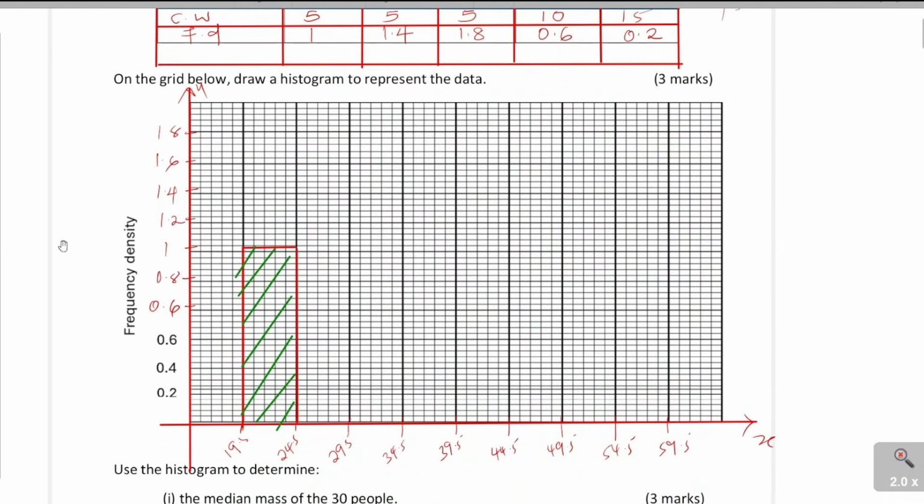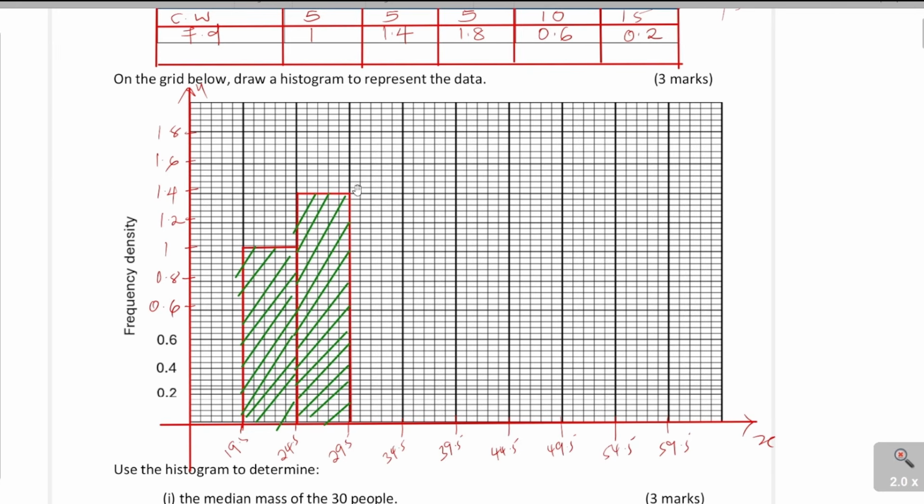So 1.4 is where it starts from here, up to that point. Then like that, it's okay. That one is okay, so you shade that.